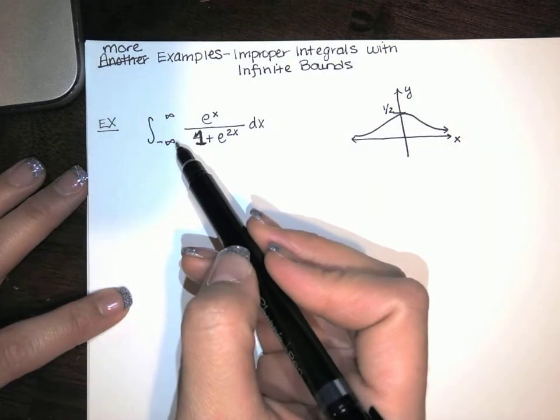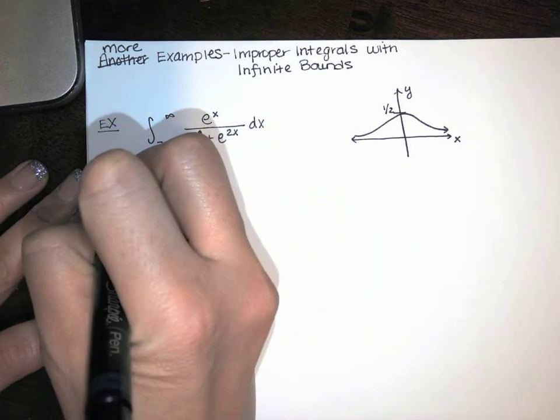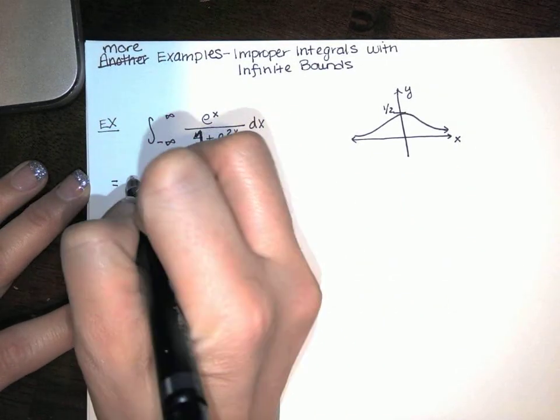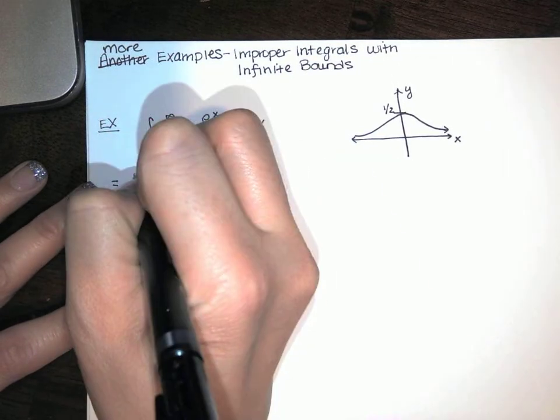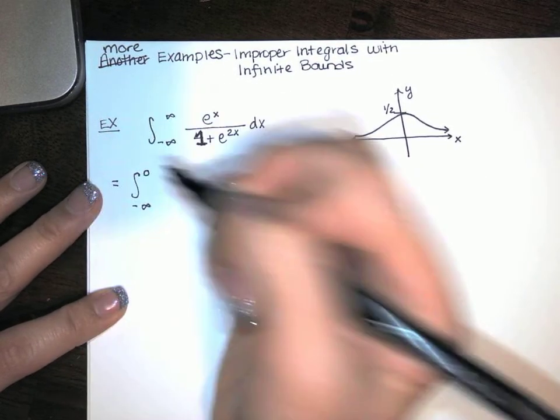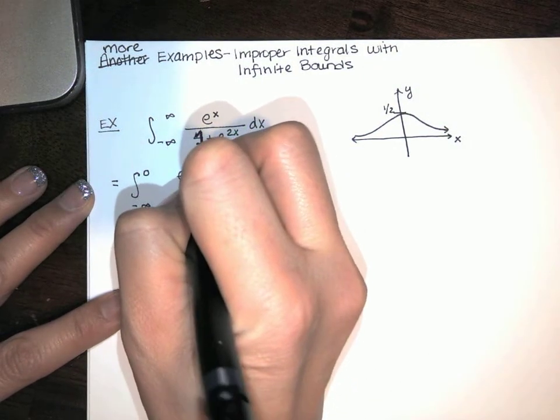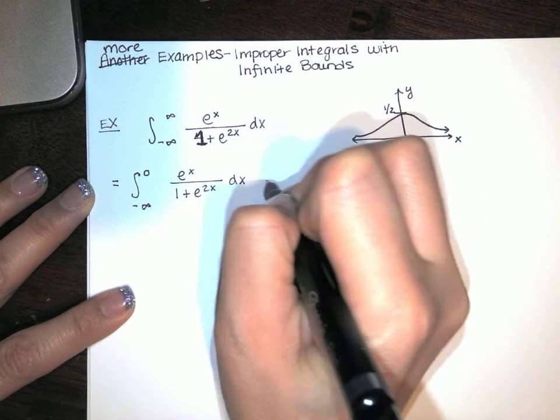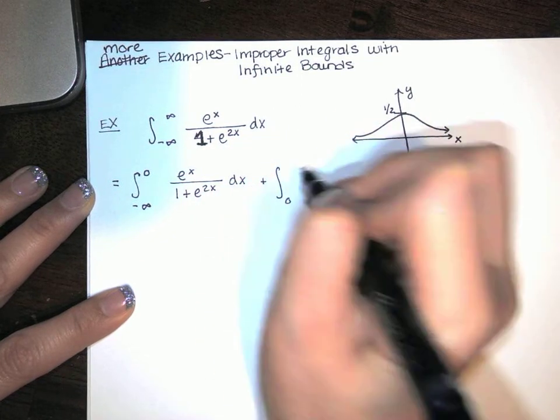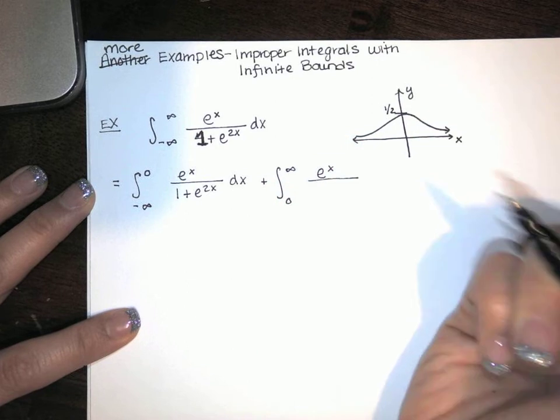But notice we've got two problems. We've got the problem on the left and the problem on the right. That's making them improper. So we're going to split this up into two integrals. One is the integral from negative infinity to anything we want. I'm just going to choose 0, because 0 is nice and simple to plug into functions. And then the second one is the integral from 0 to infinity of the same thing over here.